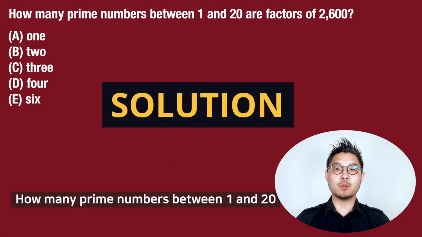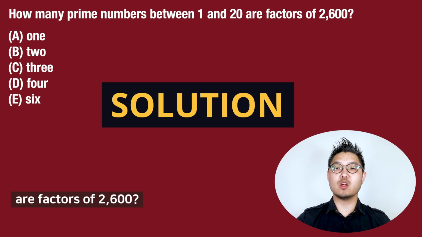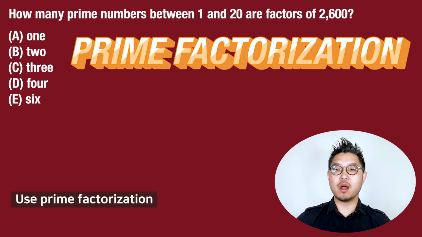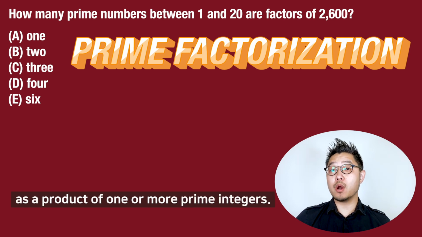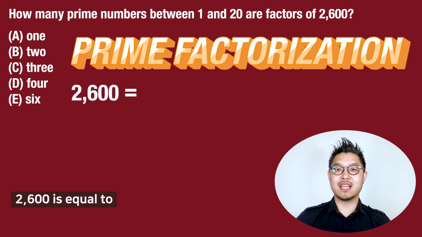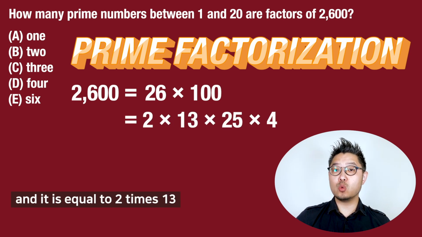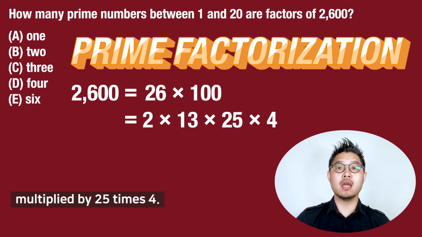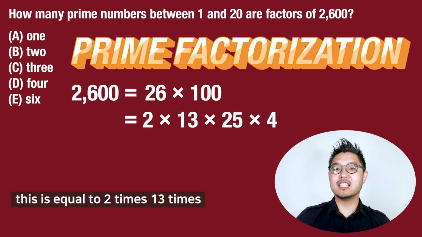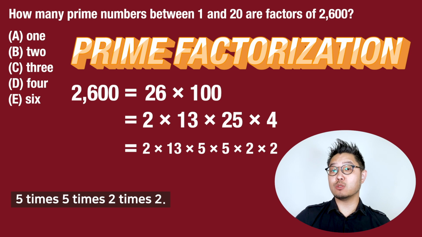How many prime numbers between 1 and 20 are factors of 2600? Use prime factorization by writing the number as a product of one or more prime integers. 2600 is equal to 26 multiplied by 100, and it is equal to 2 times 13 multiplied by 25 times 4. Again, this is equal to 2 times 13 times 5 times 5 times 2 times 2.